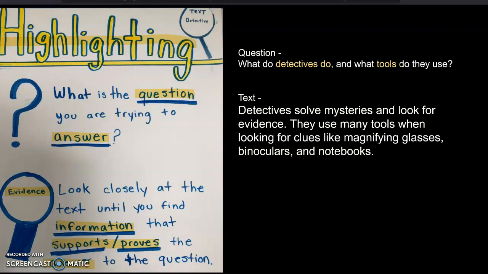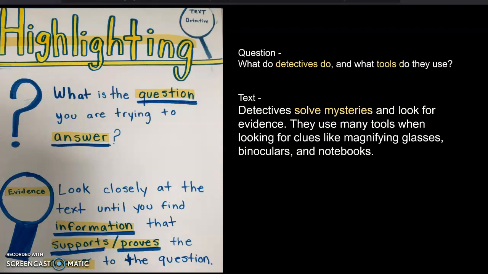Detectives solve mysteries and look for evidence. They use many tools when looking for clues like magnifying glasses, binoculars, and notebooks. I think I found the answer to the question above. Now let's point to our text evidence using our highlighting skills. The first part says, what do detectives do? Detectives solve mysteries and they look for evidence.